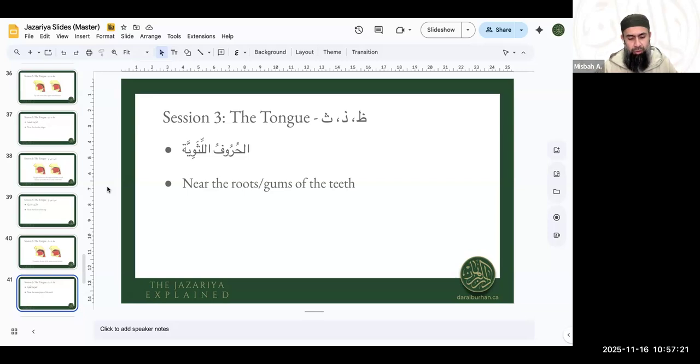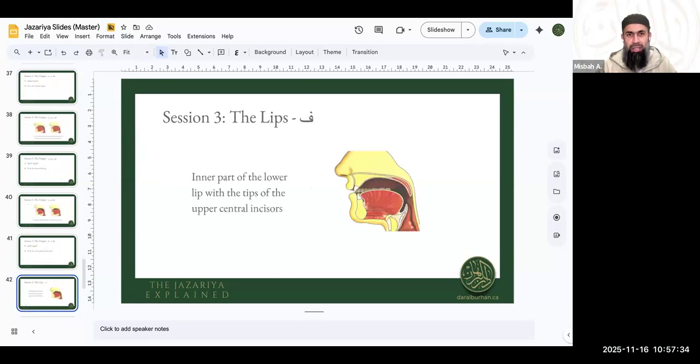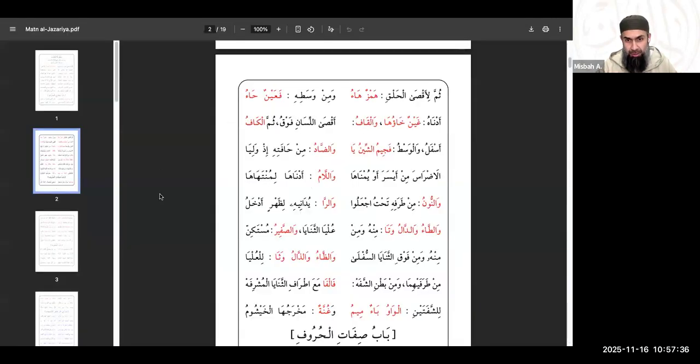Okay, then we're going to continue and move. Khalas, this is the last stop on the journey on the tongue. We move away from the tongue and we go to the lips now. And the Imam says, وَمِن بَطْنِ الشَّفَةِ فَالْفَا مع أطراف الثنايا المشرفة.